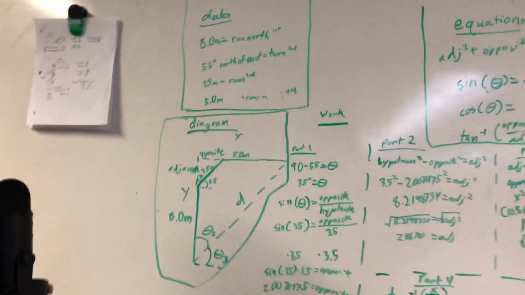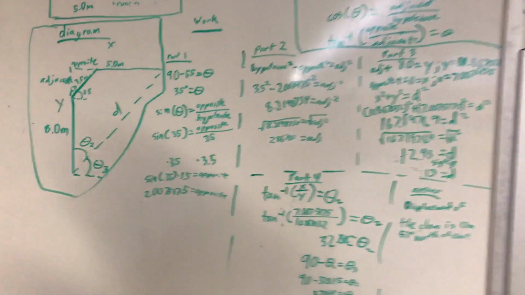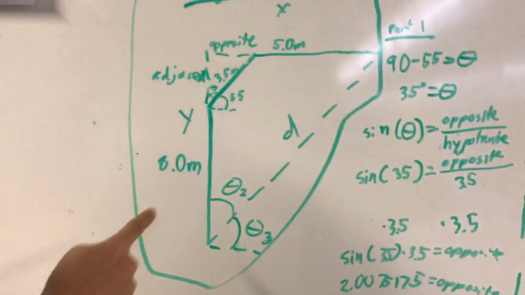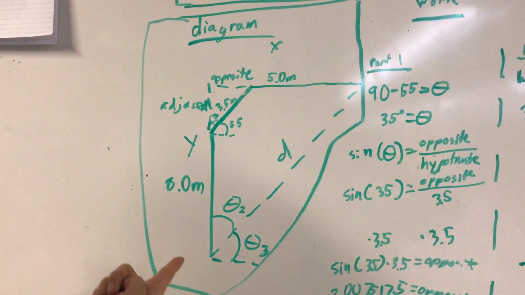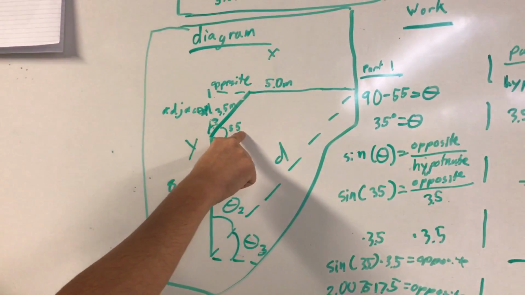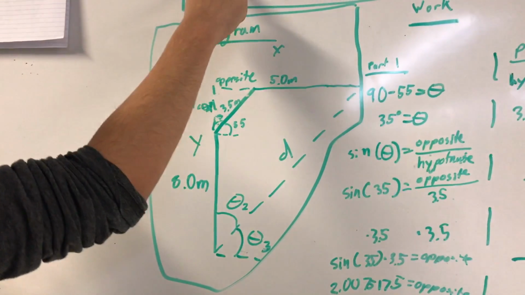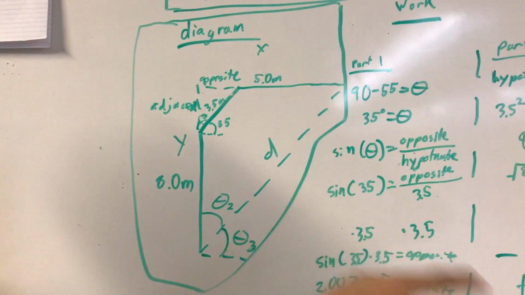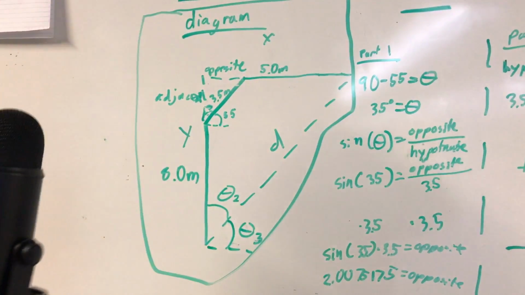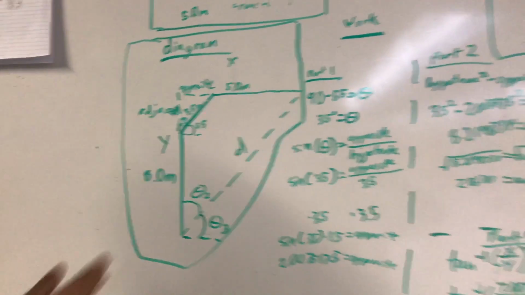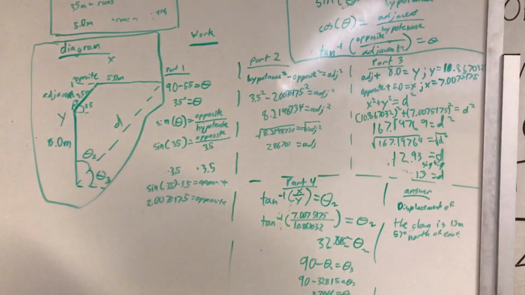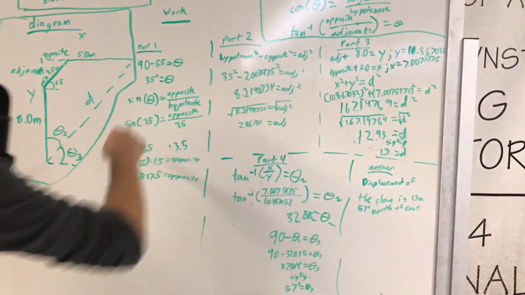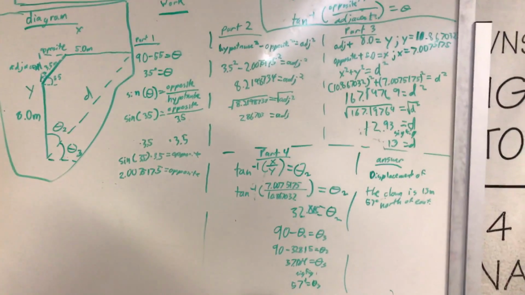Okay, so now we must draw a diagram so we know what's happening in the problem. He runs 8.0 meters north, then he takes a 55-degree turn right here, as you can tell. Then he runs 3.5 meters this way after this turn, and then he runs 5.0 meters east right here. So the problem is asking for this displacement right here. In order to solve that, we must split this problem into parts. So let's start with the first part.